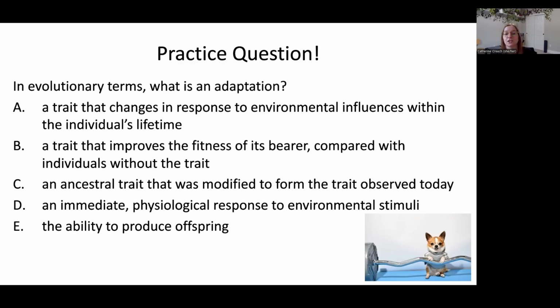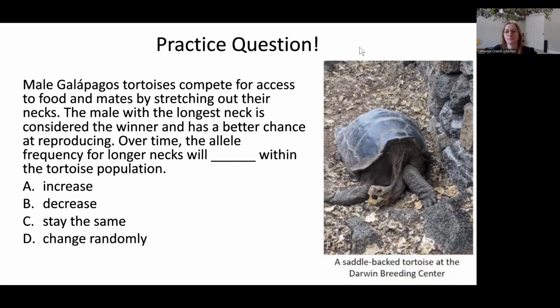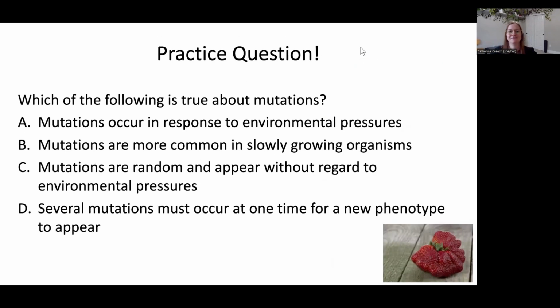An adaptation is a trait that improves the fitness of its bearer compared to individuals without that trait. It is B. Which of the following is true about mutations? C, mutations are random and appear without regard for environmental pressures.